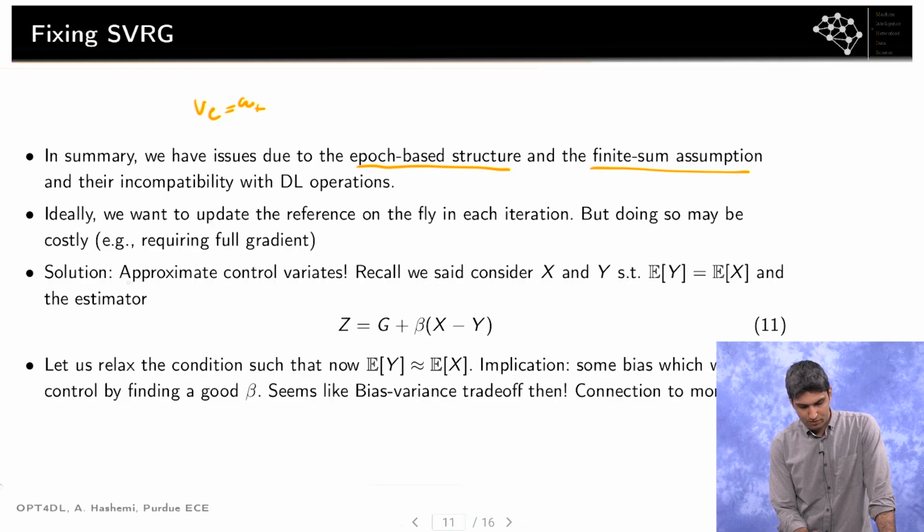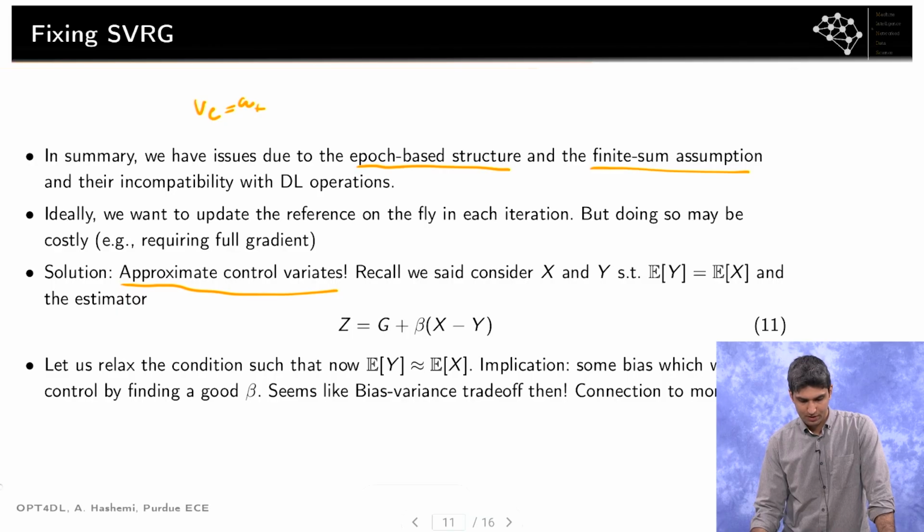And our solution is to use what I refer to as approximate control variance. This is the control variance estimator we talked about before. Again, we want to estimate some quantity f. We had access to an unbiased estimator G. And then we said let's consider x and y such that they have the same mean and form this estimator. Now, this condition meant that we actually needed to calculate the true gradient at the reference point. So this is the condition we want to relax.